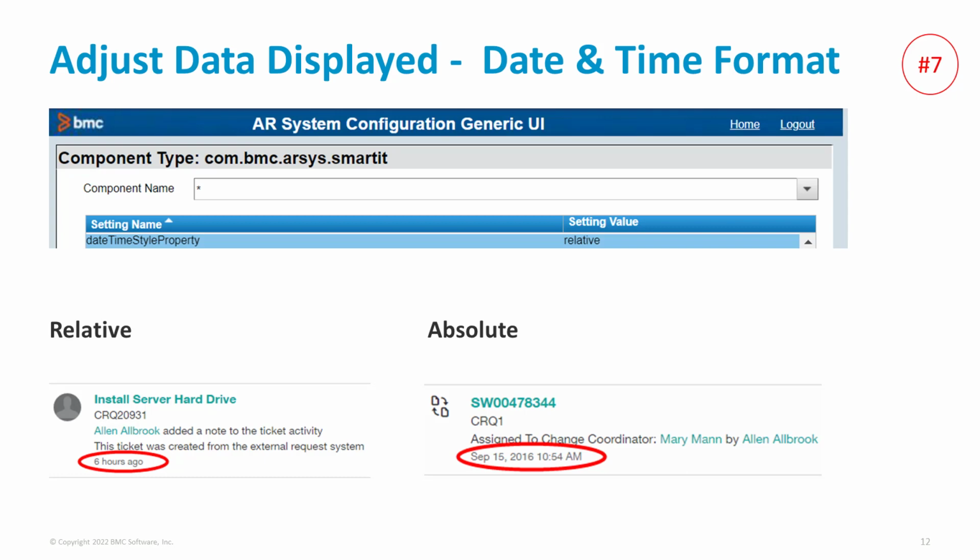Smart IT displays date and time in 2 formats: relative and absolute. This is usually modified by customers based on their own location or the way they manage cases. In order to modify this setting, you just have to find the date-time style property from centralized configuration under Smart IT component, then adjust values as required, apply changes, and validate.